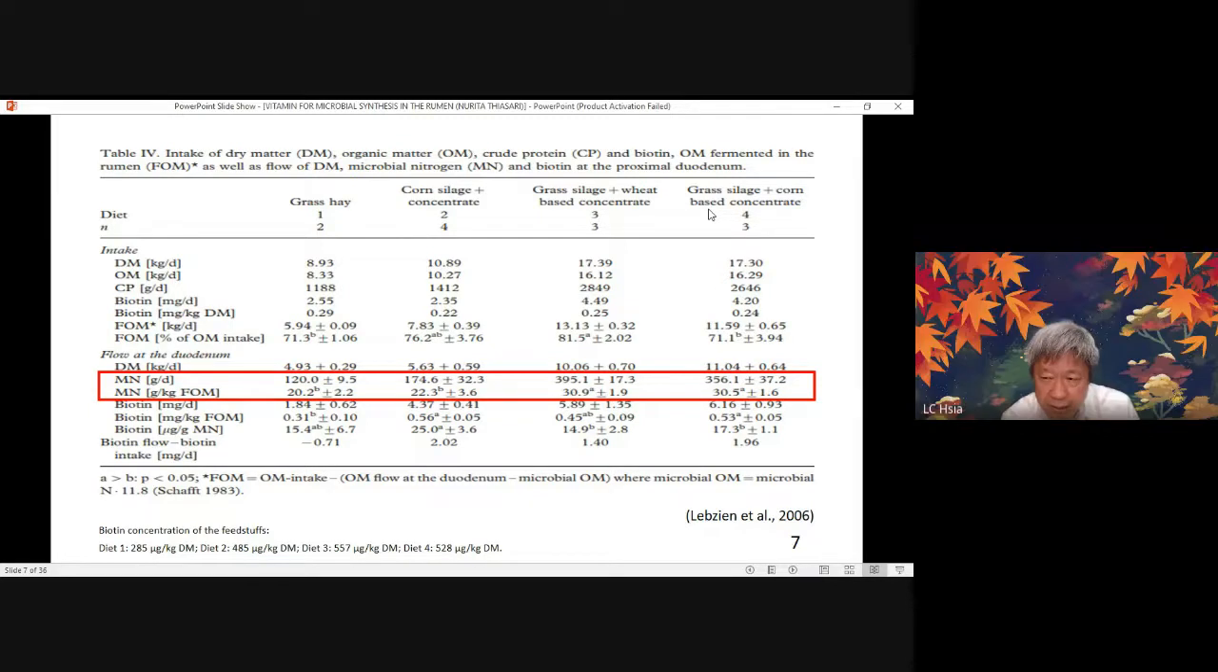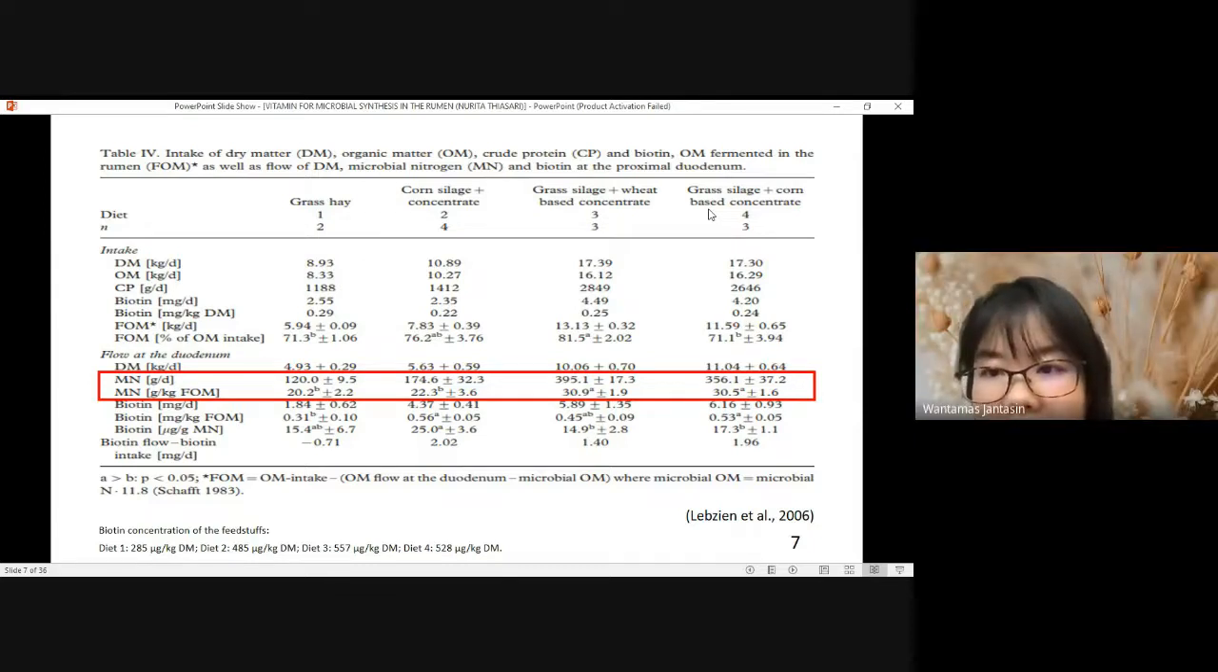Is that okay? Because is this nothing related with other vitamin? For example, in diet 3 and 4, they have high biotin, and then they influenced by microbial nitrogen or not?